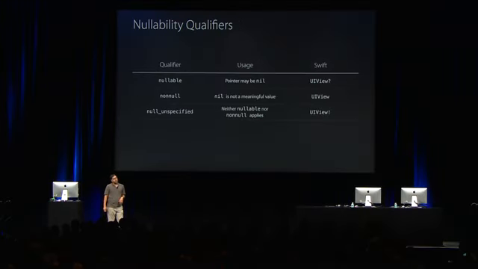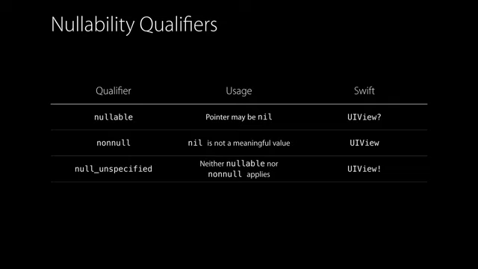Now, there are three nullability qualifiers. Nullable, which indicates that the pointer may be null. This, of course, maps into a Swift optional. Then there's non-null. So this indicates that null or nil is not a meaningful value. Now, for a non-null pointer, it could end up being nil in an Objective-C program. Maybe it comes because we messaged nil at some point and the nil propagated through. And maybe this has worked in the past. The compiler is not going to change the way it generates code because of a non-null annotation, but this indicates the intent of the API author that nil does not make sense here.